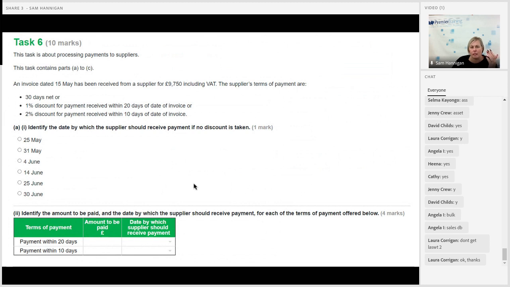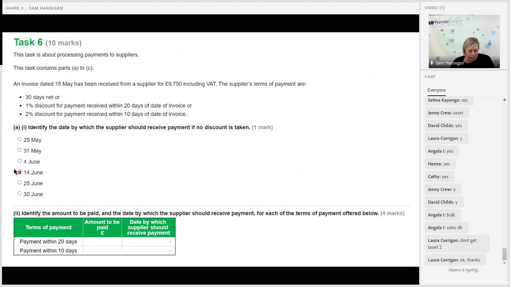45 days. Yeah. You just have to then work out end of month. So there's 31 days in May. Yeah. So it's got to be 14th of June. Okay. Because your 15th of May to 31st is 16 days. And then you've got to work out the rest. Yeah? Simples, I think.